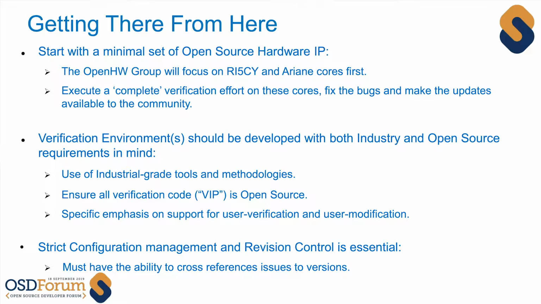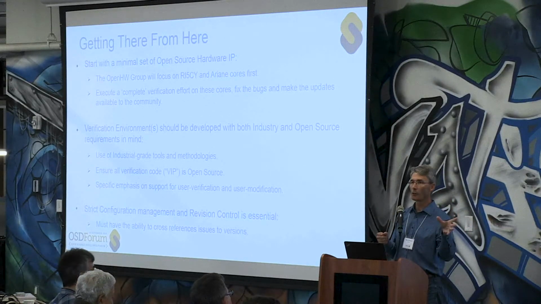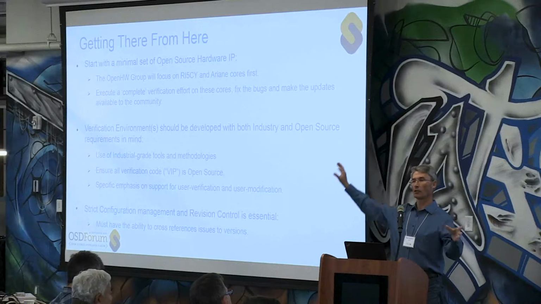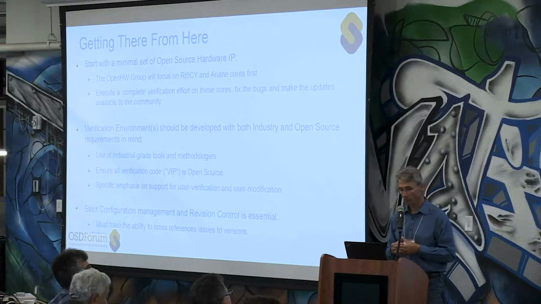So part of what I'm talking about is part of what is already going on. Start with a minimal set. The Open Hardware Group is talking about starting with the Risky core and the Adrian core. There's a lot of RISC-V cores out there. Don't start with them all. Find a couple that really matter to you. Execute a complete verification cycle on these things. I'll talk about what that is in just a little bit. Fix the bugs, make the updates, get a proper repository in place, make it available to the community.